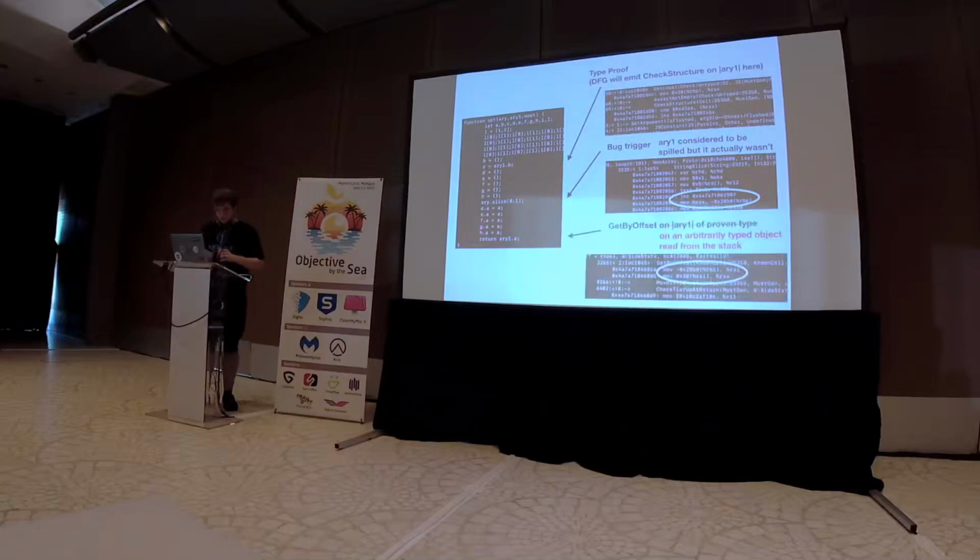And then we have our get by offset on ARI1 of proven type. And you can see that type is proven because there is no check structure. If you compile this code and go back, there is no check structure there. Only the check structure at the very beginning is going to be used. And yes, as per the assembly code, this results in out-of-bounds reading of the JSC heap.